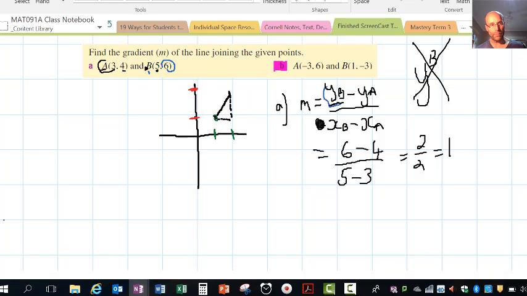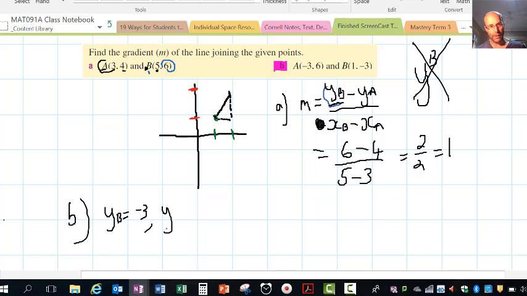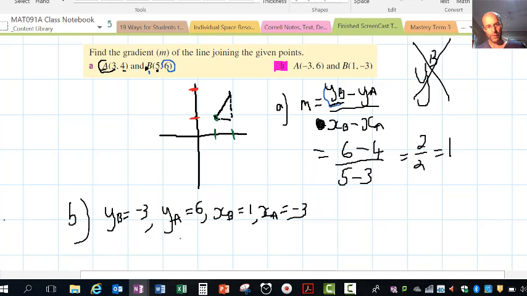Just quickly, one last example here. So we'll do part B a bit more quickly. You can rewind the video if I go too fast for you. So we've got the y sub b in this one will be -3. The y sub a will be 6. The x sub b would be 1. The x sub a would be -3.